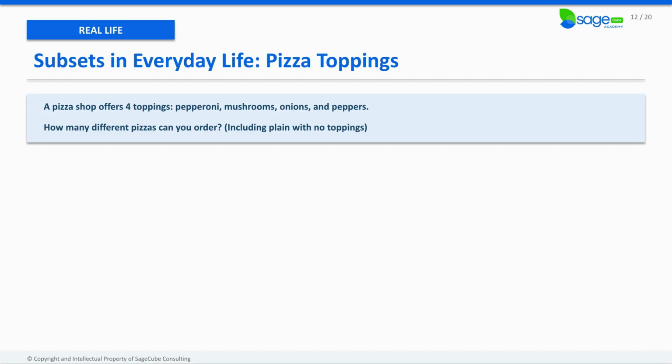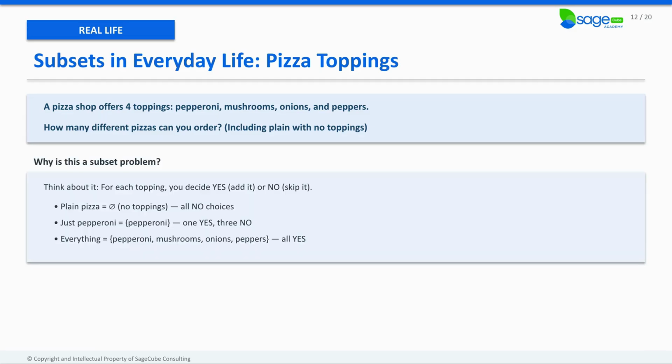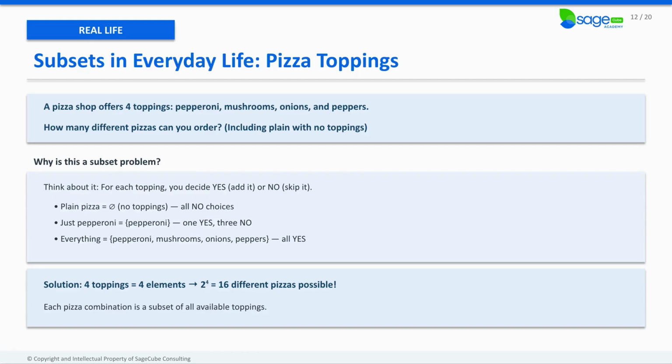Then you can have double combinations: pepperoni and mushrooms, pepperoni and onions, pepperoni and peppers. Then combinations of 3: pepperoni, mushrooms, onions. Do we get what is happening here? Good. So here we have 4 toppings. Because we have 4 toppings, we are going to have 2 exponent 4. And that's going to give us 16 different pizzas possible.